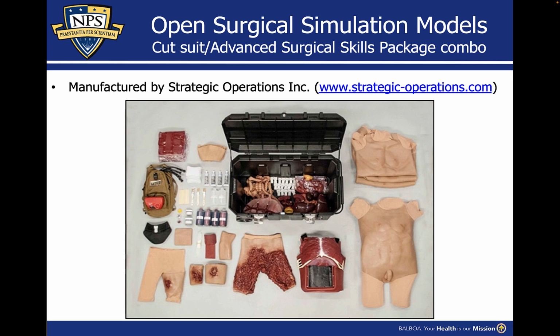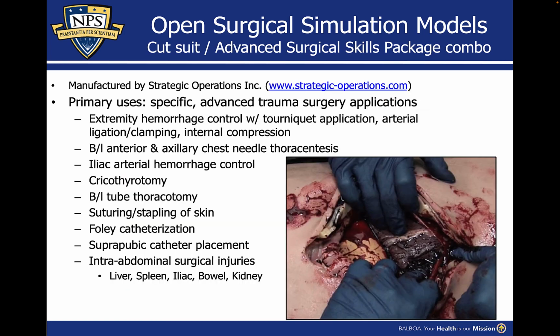The final two open surgical simulation models I wanted to discuss in this tech talk are both manufactured by Strategic Operations. The first is shown here. It's what's most commonly called a cut suit, but it also comes with the Advanced Surgical Skills Package combo, and a lot of times it's used by the military for pre-deployment training for traumatic injuries. Many of our military members in the audience today will have seen this and/or used it in preparation for deployment training. The cut suit is just that. It's a suit worn by an actual live actor.